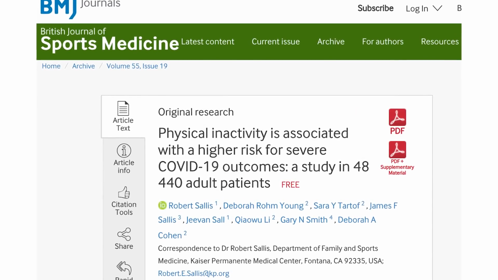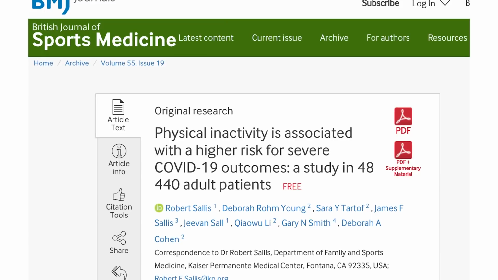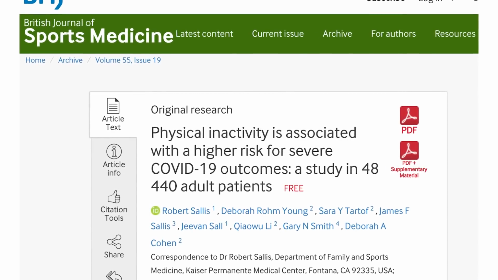A study conducted by researchers at Kaiser Permanente Medical Center tracked the exercise habits of nearly 50,000 COVID-19 patients, and it revealed some eye-opening evidence. After analyzing their exercise habits over the 2 years prior to the pandemic, it was revealed that people who consistently are inactive were almost 3 times more likely to die from COVID-19 than people who consistently exercised. This should be front page news, headline news, everything. This should be scrolling across the bottom of the news broadcast 24/7.